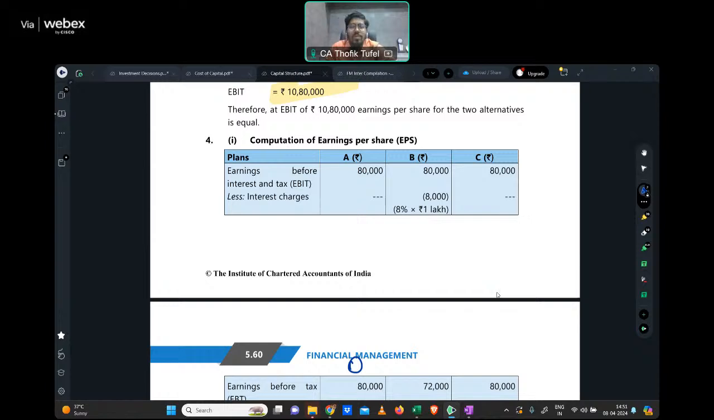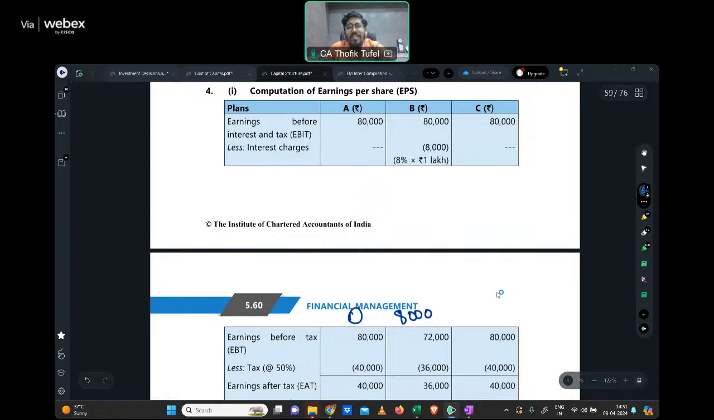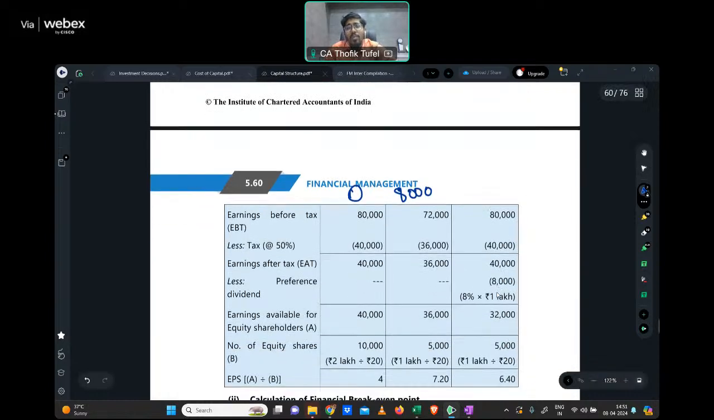1 lakh into 8%. Okay, so second case financial break-even point is 8,000. Third case, it should be preference dividend divided by 1 minus t. So preference dividend is 8,000, so 8,000 divided by 1 minus t. What is the tax rate? Tax rate is 50%. So 1 minus t is also 50%. So this will be 16,000 rupees. So this is my financial break-even point.